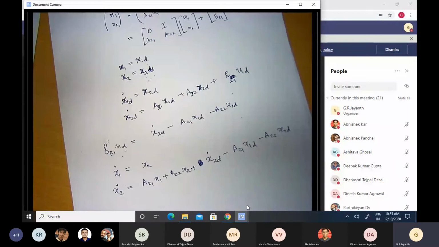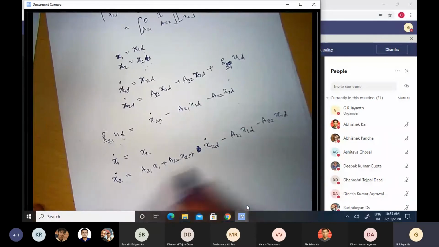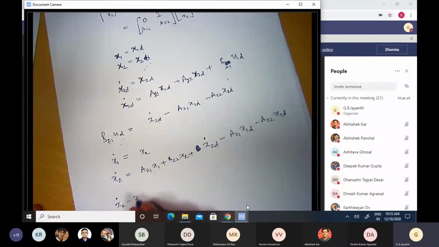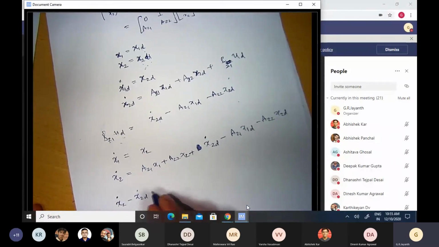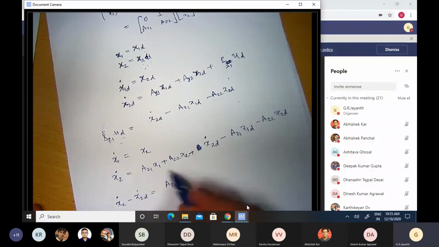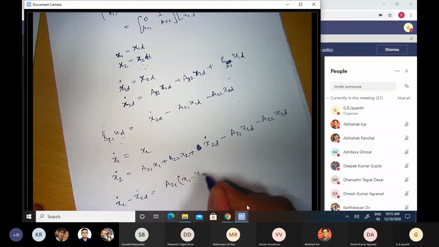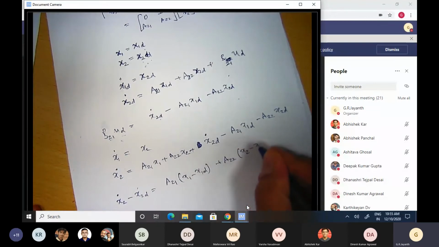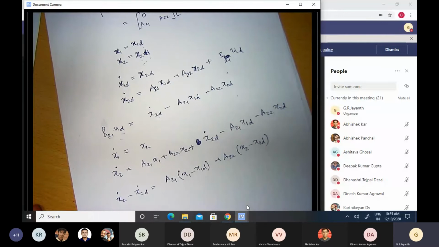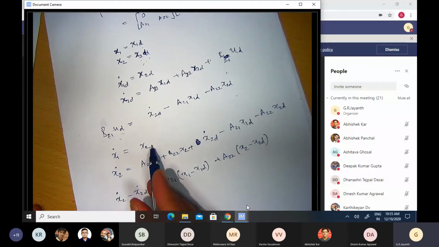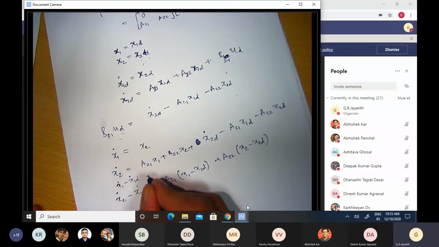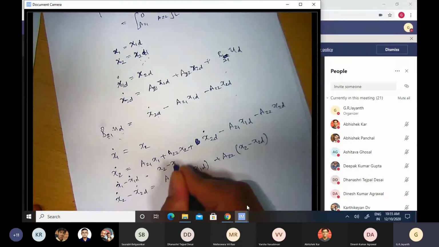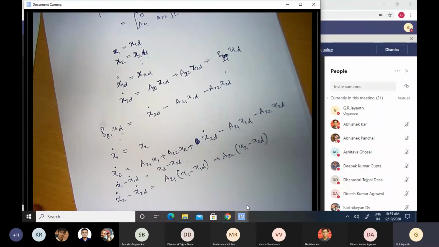Okay, so I shall send x2d to the right hand side. I'll get x2 dot minus x2d dot to be equal to A21. You see here I have x1 minus x1d, okay, plus A22 x2 minus x2d. Okay, this is what I get, right? And the first equation also I can modify as x1 dot minus x1d dot is equal to x2 minus x2d, because x1d dot by definition is equal to x2d.